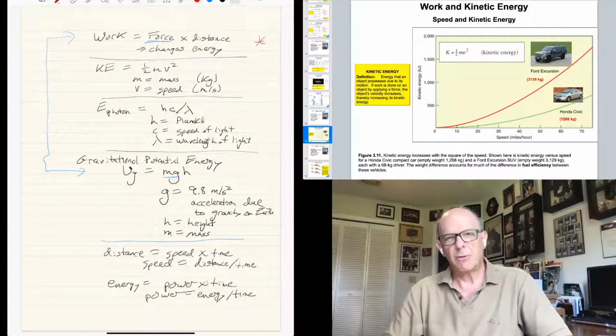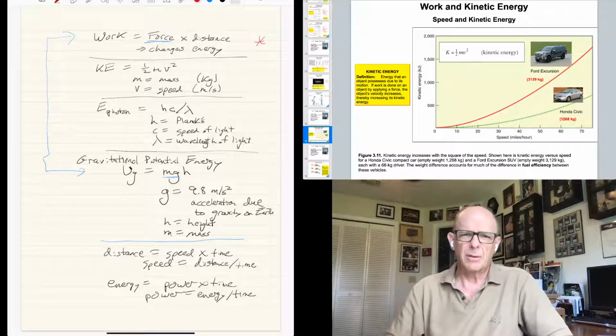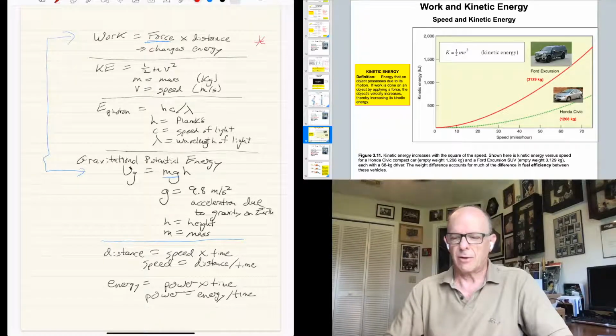The other specific type of energy that I mentioned earlier is kinetic energy. That's the energy of motion. And there's this straightforward equation for that. The kinetic energy of something, the energy due to its motion, is just 1/2 times its mass times its speed squared. And that means that if you double your speed, you increase your kinetic energy by a factor of 4.